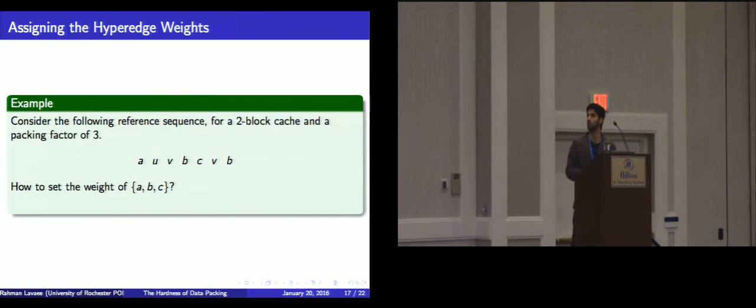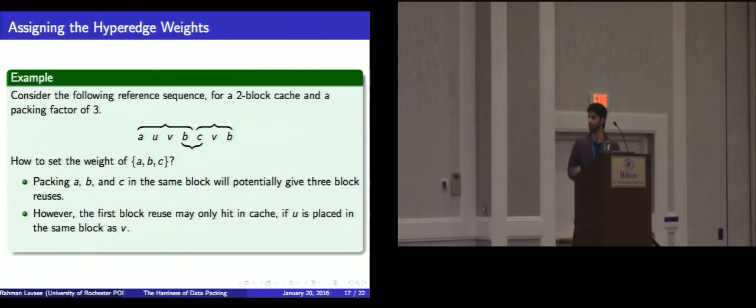So let's consider the one reference sequence. This is a 2-block cache, and we have a packing factor of 3. The question is how to set the weight of this hyperedge. So let's see. Packing A, B, and C in the same block will potentially give 3 block reuses, which lead to 3 cache hits.